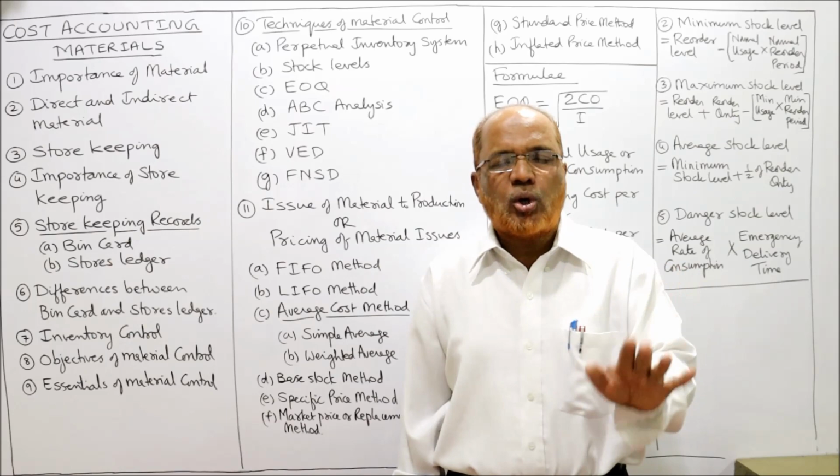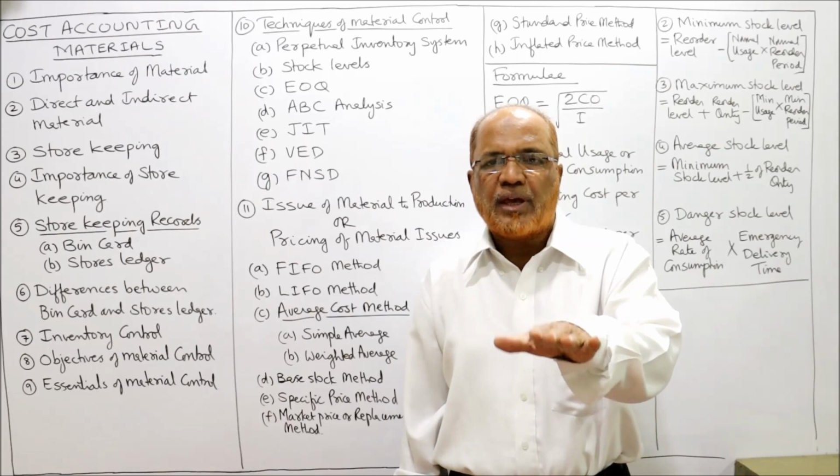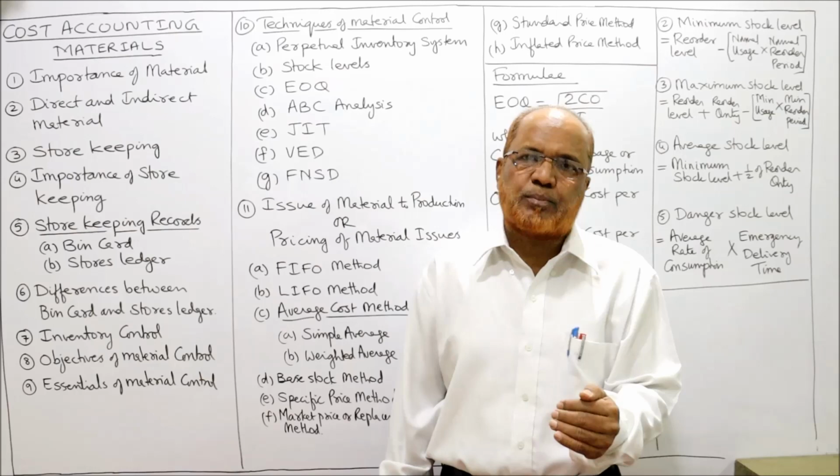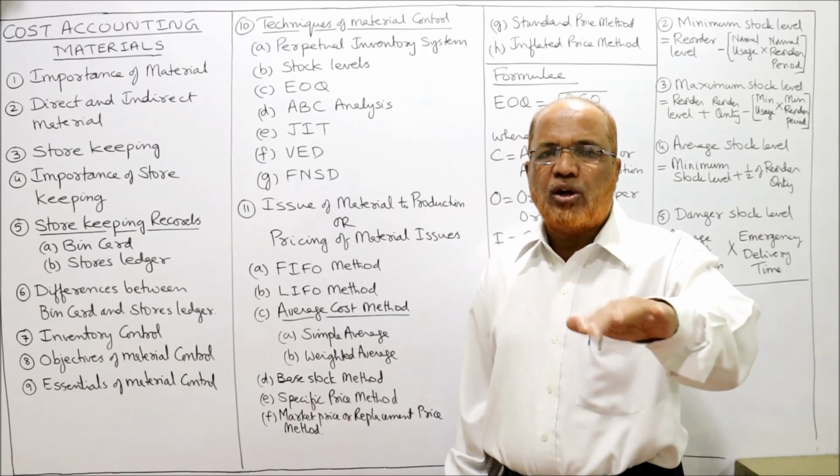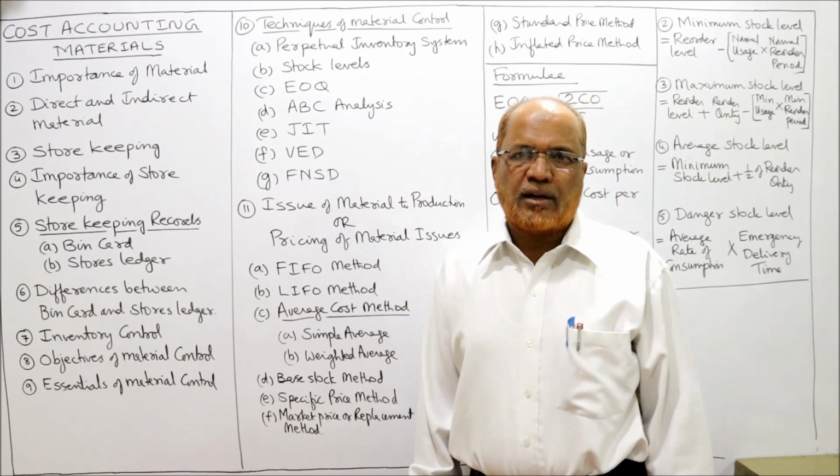Minimum level is the minimum stock that should be maintained. If the inventory goes below minimum, there is every possibility that the production will be interrupted, stopped. Then reordering level is that level when the inventory reaches, a new order should be placed. So these are called stock levels. Economic ordering quantity. This is another technique of inventory control.